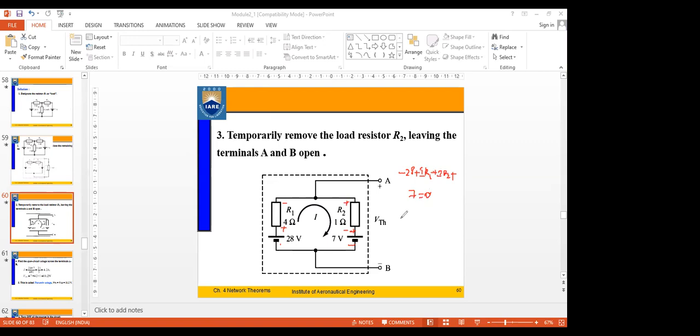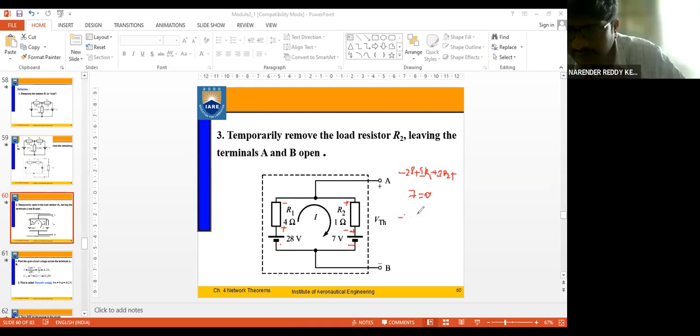So what's the value I have here? Minus 28 plus I is common for both. The value of R1 is 4. What's the value of R2? 1. Plus 7 is equal to 0. So what value am I going to get here? 28 minus 7, you get 21. So I send it to the other side. So 5I is equal to 21. Is that okay? So I is equal to 21 by 5. What's the value I'm going to get here? 4.2.